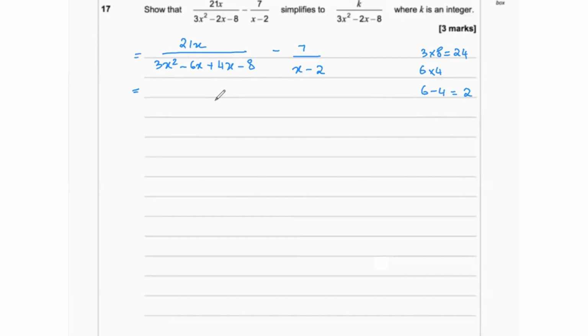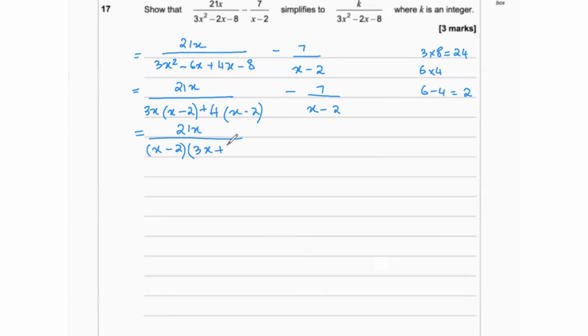Now we factor by grouping. We split this expression into two groups. The first two terms make one group and the last two terms make another group. In the first group, we have 3x common. That's x minus 2 over here. And in the second group, we have 4 common. So again, x minus 2 over here. Now we take the x minus 2 common. That's going to be 3x plus 4 in the other bracket.